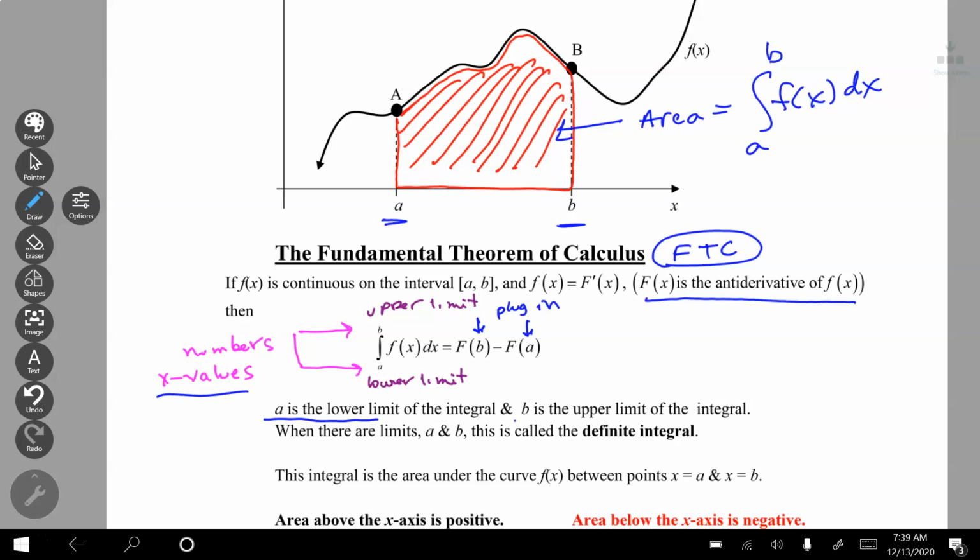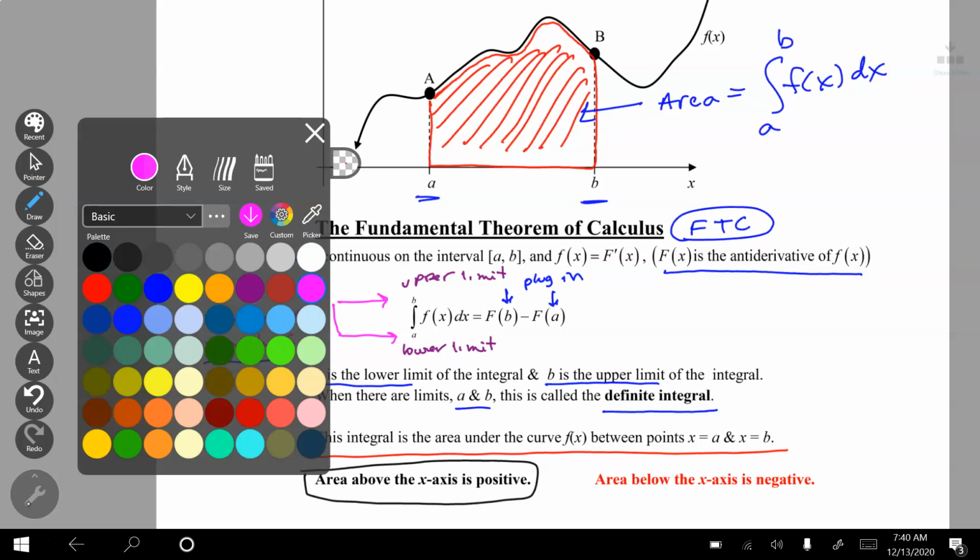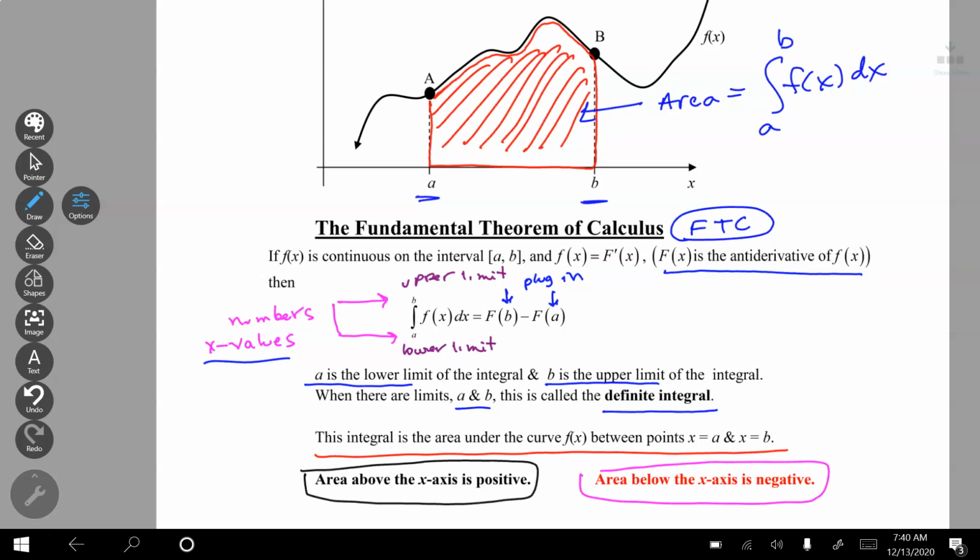A is the lower limit, b is the upper limit, and when we have numbers in here, what we've been doing before when we were doing the antiderivative, those were called indefinite integrals. When we put in limits, a and b, this is called the definite integral. We're finding an actual value. And when I do this, the integral will be the area under the curve f of x between the x values a and b, where above the x-axis is positive area, and below the x-axis is negative area.